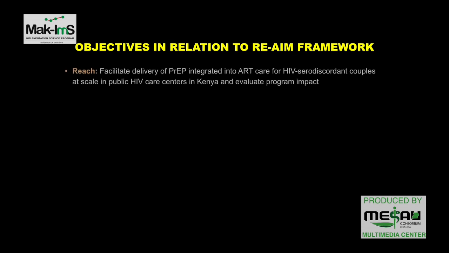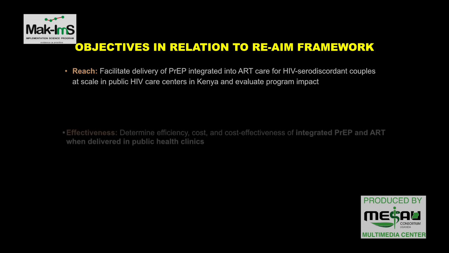So I'll just give a brief example of the objectives. So the first, R stands for reach. In simple terms, who are the people going to be reached by this intervention? So we can see from their specific objective 1 was to facilitate delivery of PrEP integrated into ART care for the discordant couples in public HIV care centers. So we can clearly see what the reach is in that objective.